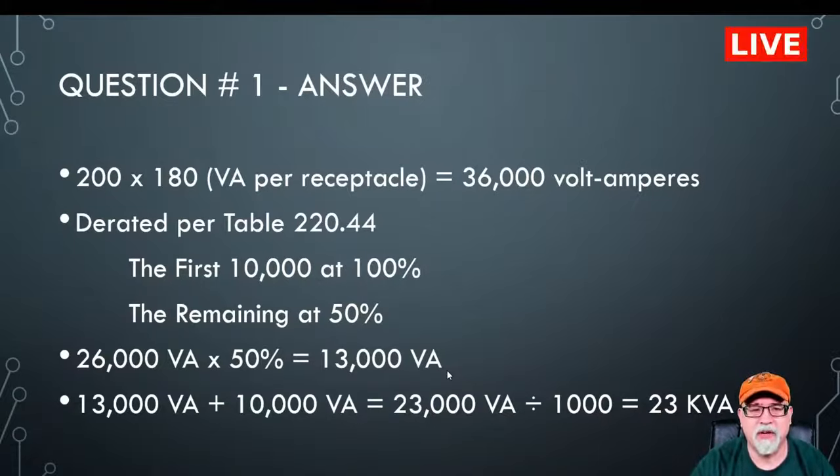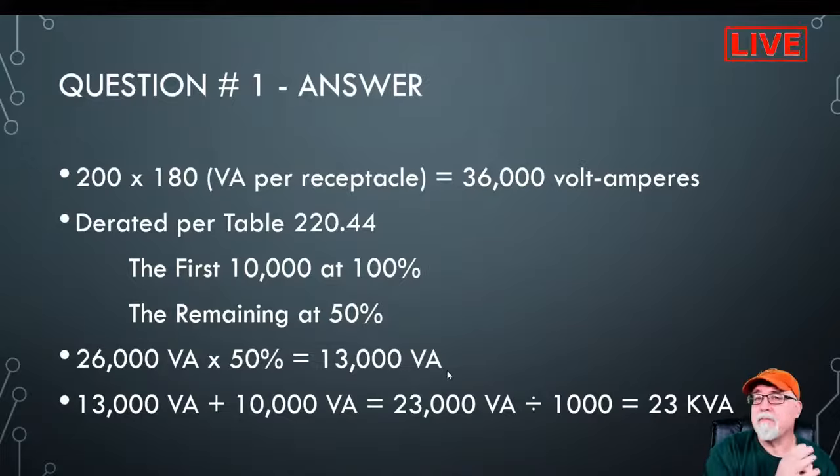So 200 times 180 VA equals 36,000 VA, or volt amperes. Now, you can bet that on an exam, they're probably going to give 36,000 as one of the answers. Well, in reality, that is your connected value, because we know that we get to apply some type of demand to it. Where do we get that allowance to apply demands? Okay, well, let's go back to the code because we need to see that now, because we're working through this question, dissecting it piece by piece.